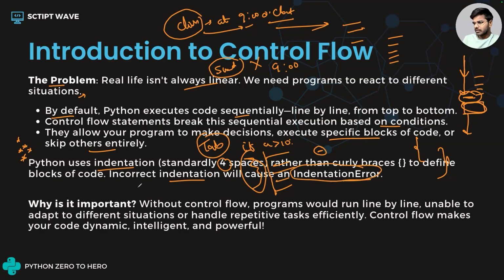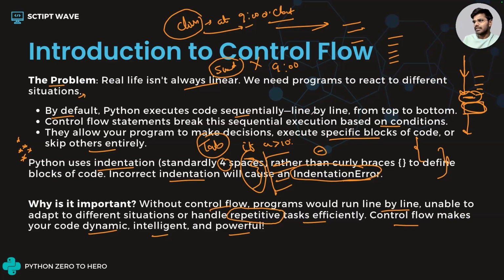Why is it important? Let's understand why control flow statements are important. Without control flow, programs would run line by line, unable to adapt to different situations or handle repetitive tasks efficiently. We'll be talking about repetitive tasks in the next lectures, that is the loops. However, we need to handle different situations based on different conditions, so we need control flow statements. With control flow statements, we are making our code dynamic, intelligent, and powerful.